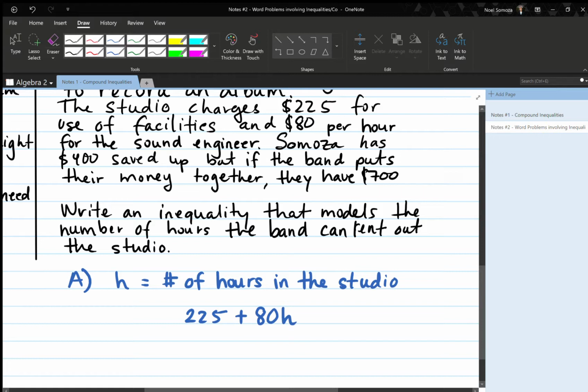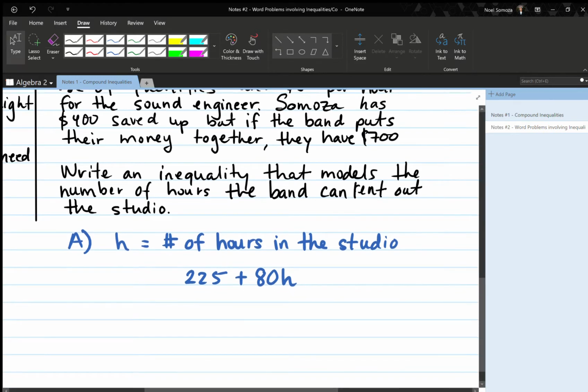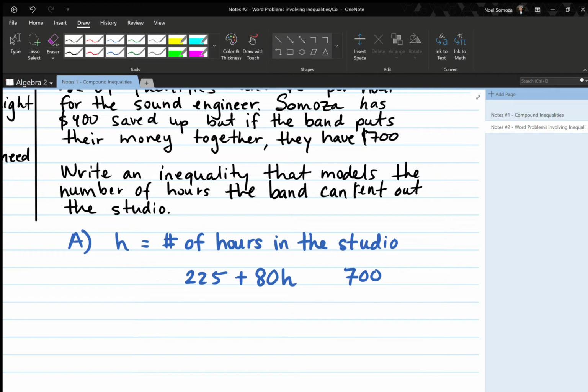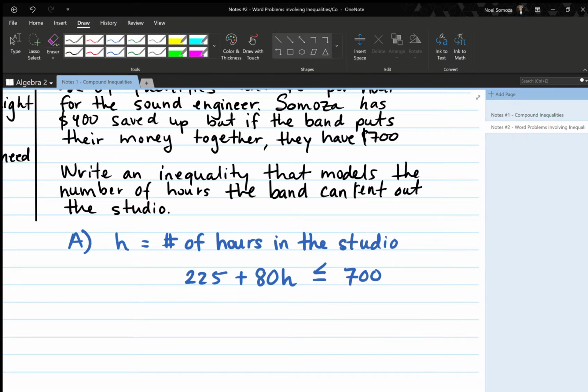Because as every hour increases, $80 is going to get multiplied by the number of hours: 1 hour, then times 2, then times 3. Now this amount, the 225 plus the 80H, is all of the money that I spend. What's the maximum I'm allowed to spend? It's 700, I can't go past that because my band has no more money. What's the relationship between my expression and this quantity? Less than or equal to. I could hit the exact minute and owe exactly the 700, and my band can pay it.